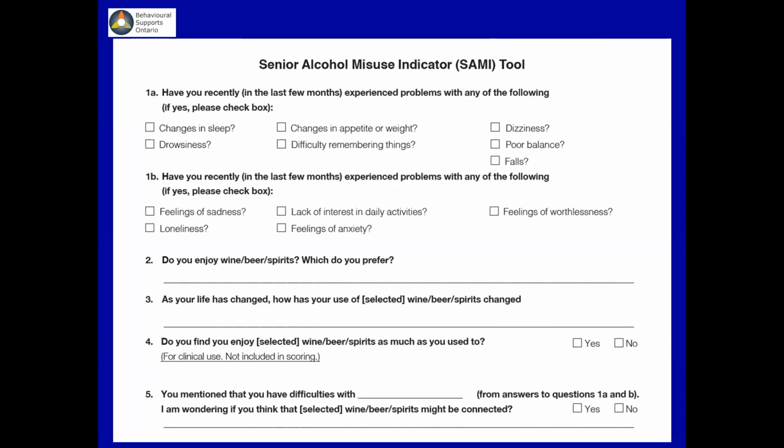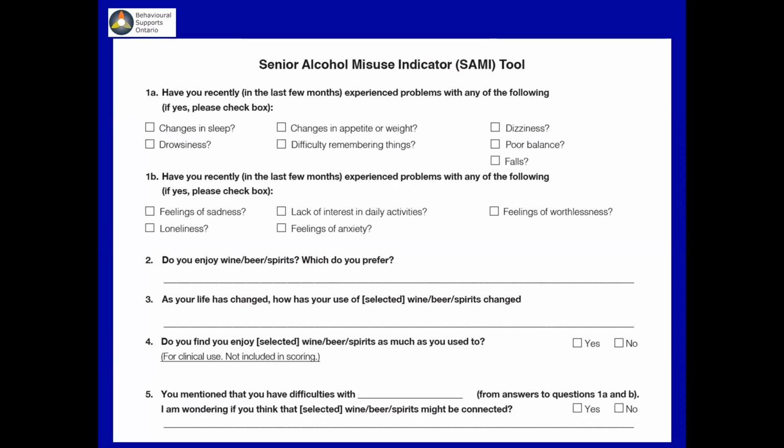The second question is the consumption question. So we asked, do you enjoy wine, beer, spirits? We use the word enjoy because it has a positive connotation. And we explicitly say wine, beer, spirits rather than alcohol, because some people have differing definitions of what alcohol means. Some people don't consider beer to be alcohol, for instance. And then after they say that, we say, which do you prefer? And so they list what they prefer.